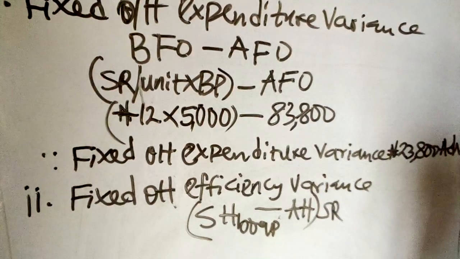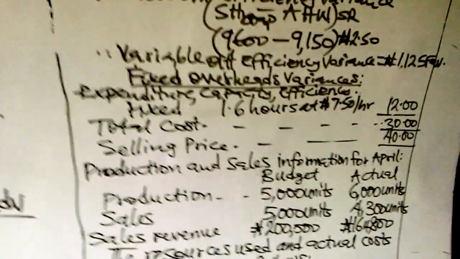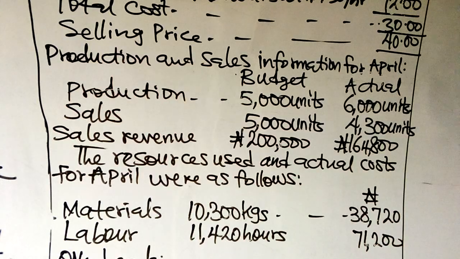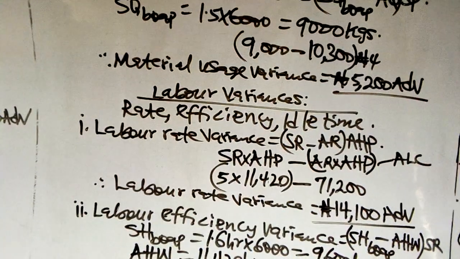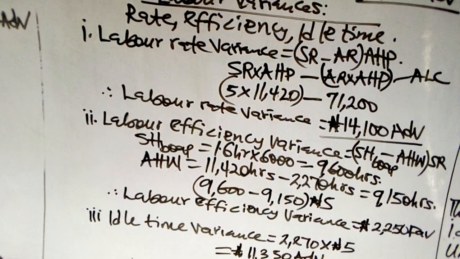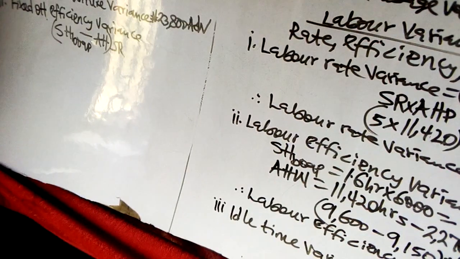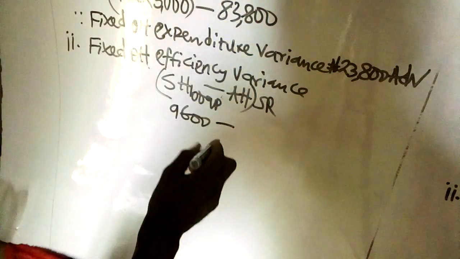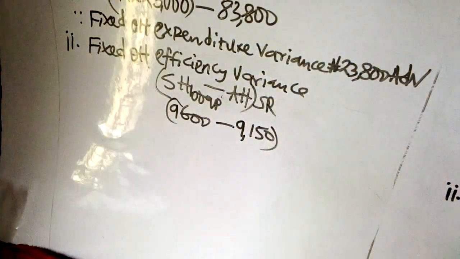I've told you that the formula for efficiency is always the same. Efficiency is always efficiency. The formula for efficiency for labor, variable overheads and fixed overheads is the same. We need standard hours based on actual production, which has been calculated before. The same hours for labor will be used for variable and fixed overheads. The standard hours based on actual production is 9,600 hours, minus actual hours worked, which has equally been calculated to be 9,150 hours, multiplied by the standard rate.